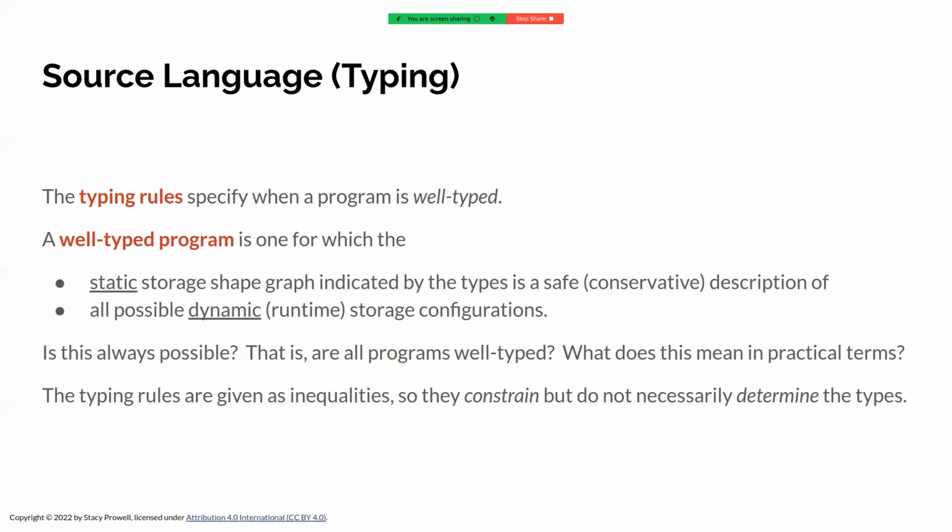All right. And that gets to the question, are all programs well typed? And what would that mean in practical terms? Well, I've already given you the case of, I have these void pointers and they might point to different things at different times. Well, maybe that's okay. Maybe I can say, you know what? It's a void pointer. And that's my static type for it, and life is good.